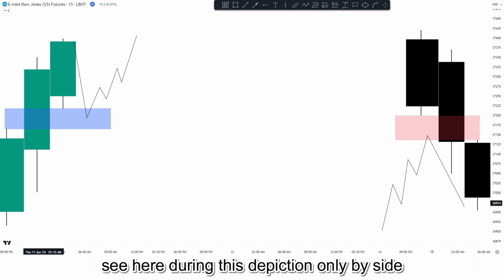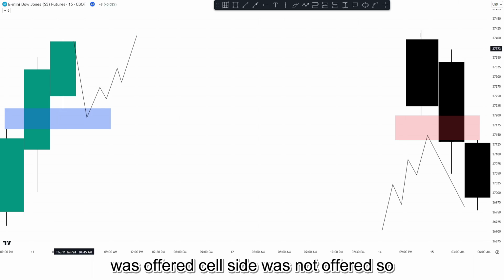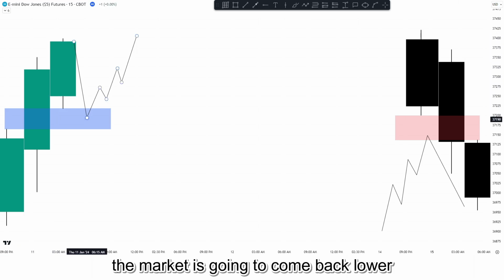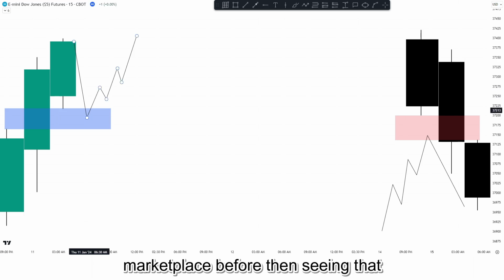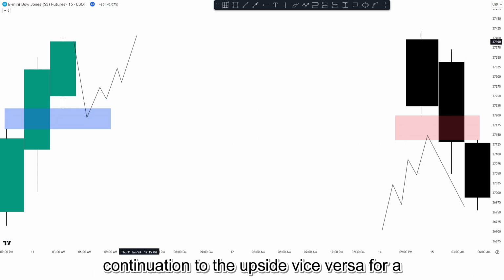As you can see in this depiction, only buy side was offered, sell side was not offered. So the market is going to come back lower, offer that sell side to rebalance the marketplace before then seeing that continuation to the upside.